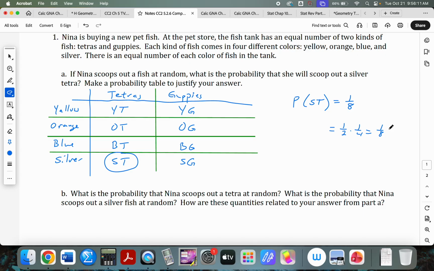Okay? And the other thing, and this is what Sam was saying, is that what's the probability of getting a tetra? 1/2. Is a half. The probability of getting something that is silver is 1/4. So the probability of getting a silver tetra, you can just multiply the 1/2 times the 1/4, and you get 1/8. Okay?